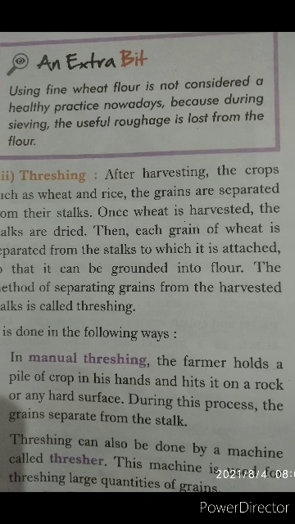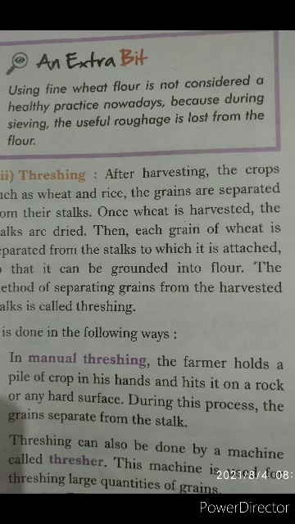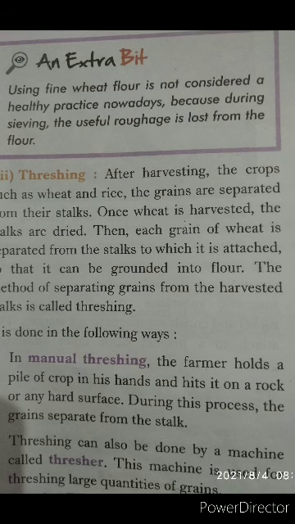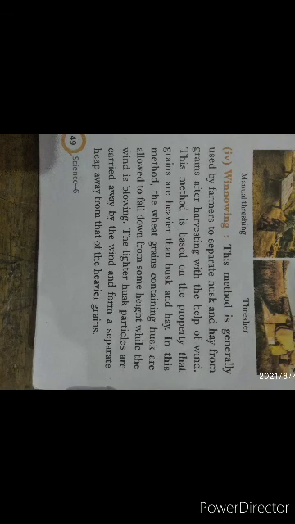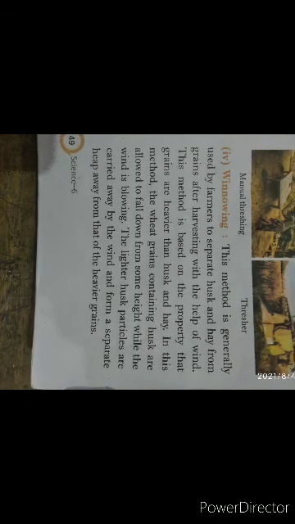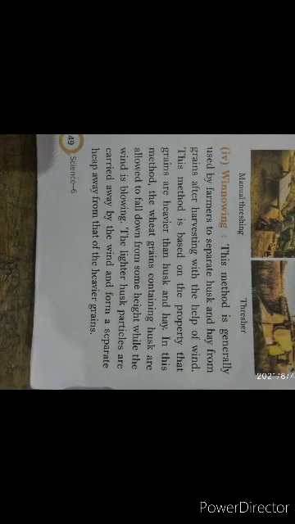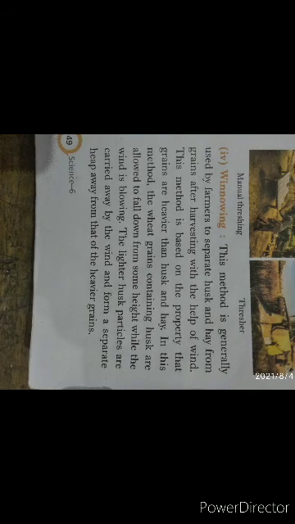Okay, next one, winnowing. This method is generally used by farmers to separate husk and hay from grains after harvesting with the help of wind. After the harvesting, when they get the grains, there are some dust particles or hay or other leaves also. With the help of wind, they will remove these unwanted things.